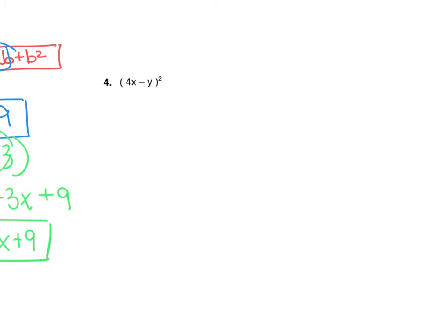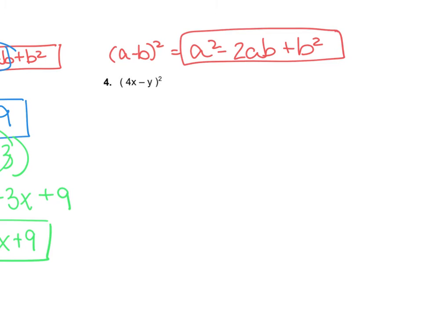So remember, the pattern for the subtraction when you had a minus b squared was a squared minus 2ab and then you had plus b squared. So we're going to look at that pattern right there. All right, so notice how your a in this one is 4x. So you're going to be squaring that, and you'll get 16x squared.